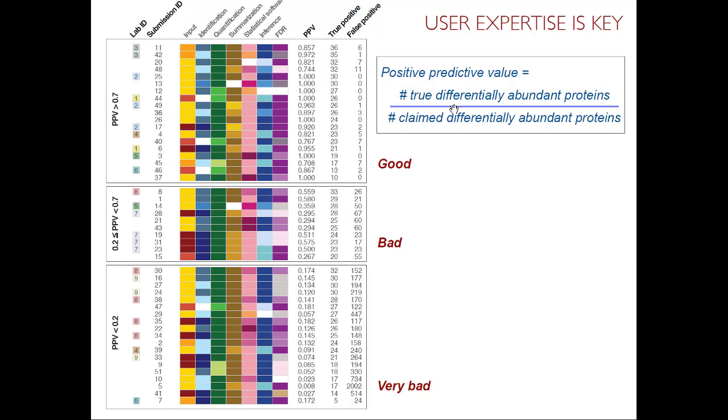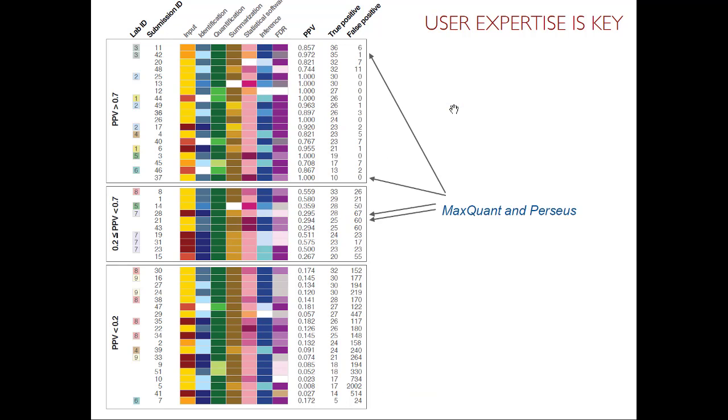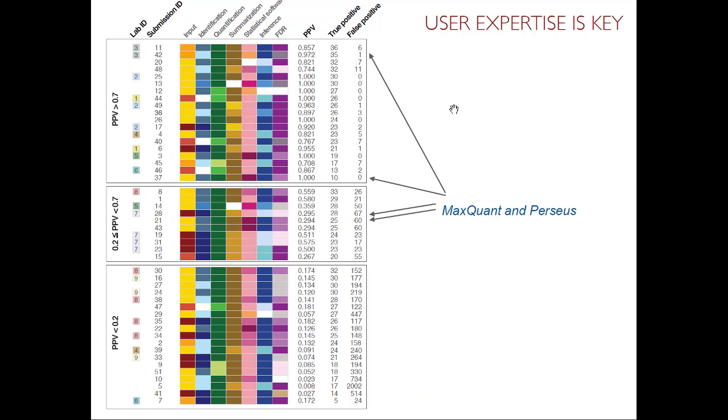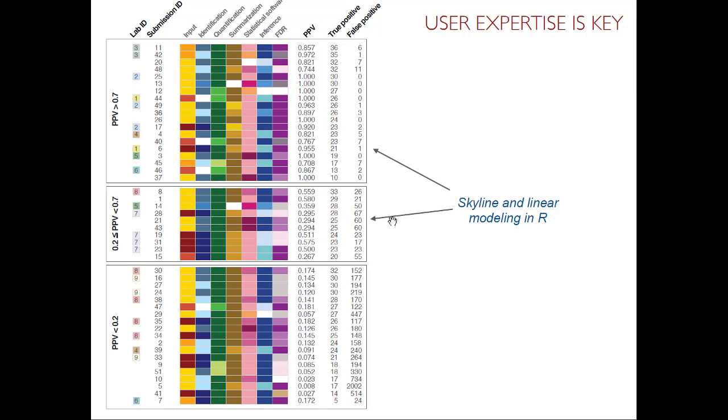And then, of course, once we did this, all the people who looked at it were saying, okay, but which tool did better? Was it DDA, right? Did MaxQuant do better than Skyline? Or did something else do better? Can we look into that? Well, looking at the annotations, here are all the groups which reported using MaxQuant and Perseus for DDA. Some did well, others did not so well. These are all the groups which used Skyline and some kind of modeling in R. Some did well, others didn't do as well.